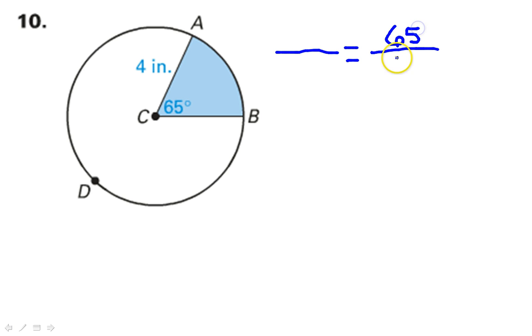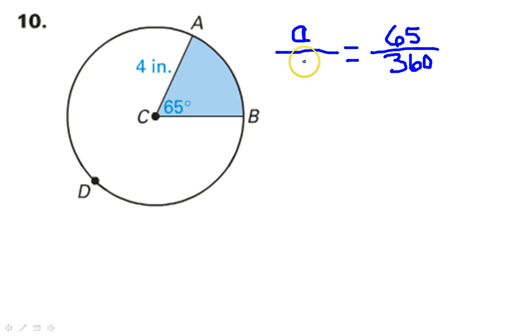65 over 360. So this is part over whole degrees. 65 over 360. Now on the left-hand side, I'm still doing part over whole, but this is partial area divided by the whole area. Now I don't know what the partial area is, so I could put an x there. I'm going to put a lowercase a to remind me that I'm finding the small area. You could put x if you want.